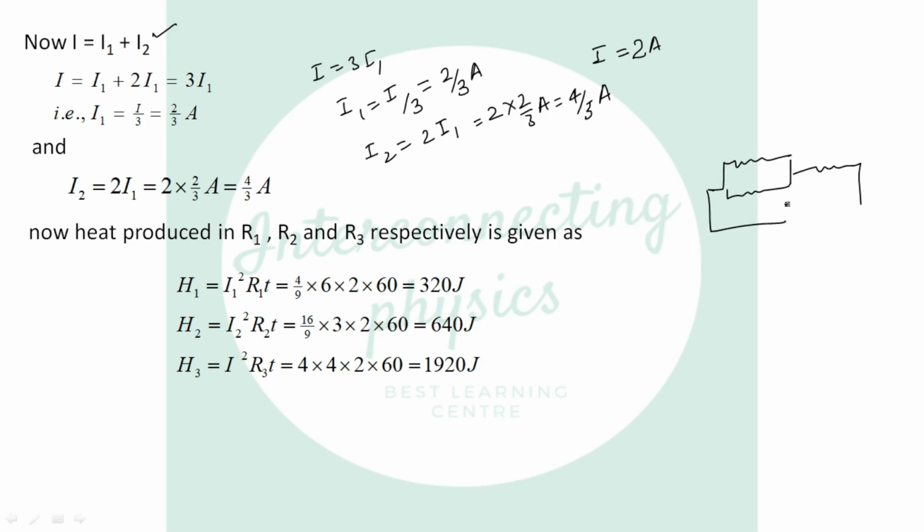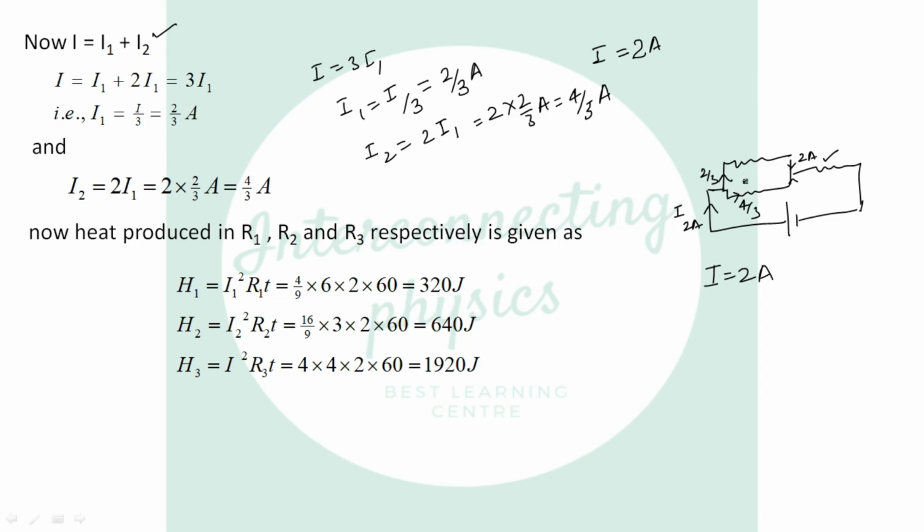They are connected to some battery. The total current we have calculated through this circuit is 2 ampere. So this 2 ampere, when it comes to this point, will get divided into two parts. One part will be 2 by 3 ampere and another part will be 4 by 3 ampere. And here these two currents get added and become 2 by 3 plus 4 by 3, that is 2 ampere. 2 ampere goes from here and 2 ampere will go through this resistor.